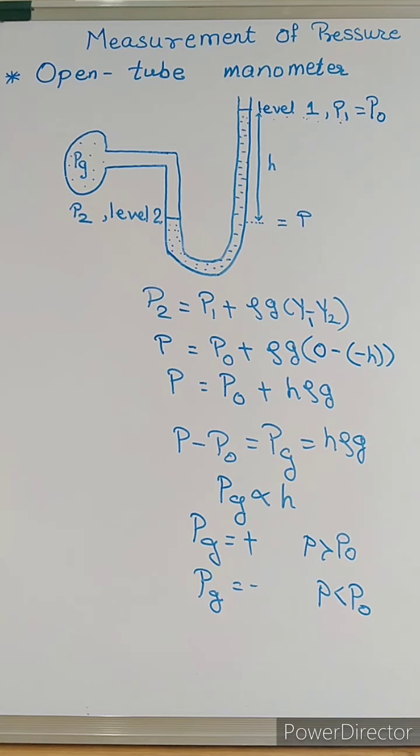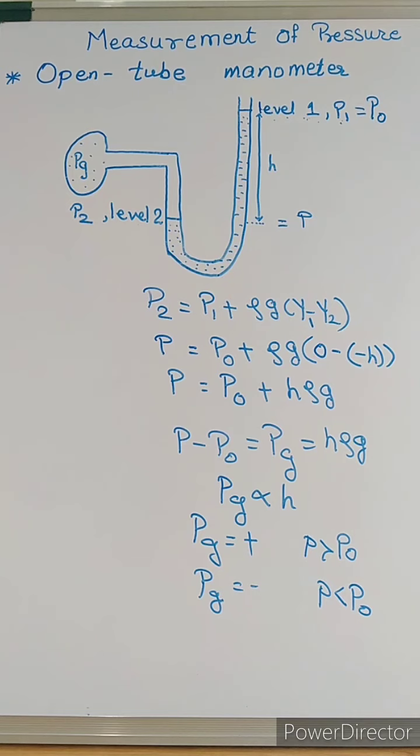Depending on the values of P and P naught, Pg will be positive or negative. When P is greater than P naught, Pg will have a positive value, and when P is less than P naught, Pg will have a negative value. What will be an example of positive Pg? Think. If I consider a vehicle tire, then the pressure exerted in the tire is more than the atmospheric pressure. Therefore the gauge pressure will be a positive value in that case.